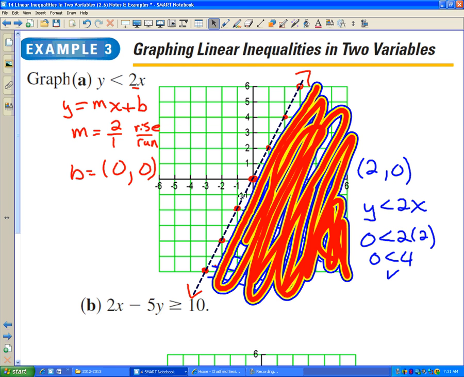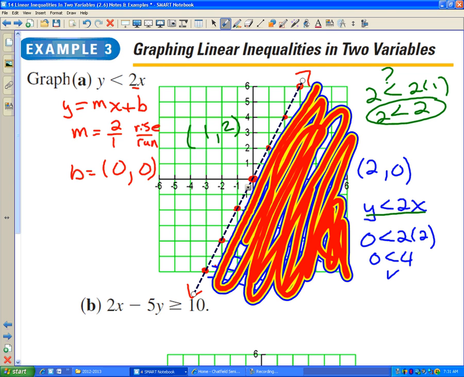Now what about the points exactly on the line? The points on the line itself, like this point right here, this is the coordinate 1, 2. This will make this equals. So if instead of y is less than 2x, I said, is 2 less than 2 times 1? No, this is not less than 2 times 1. This is equal to 2 times 1. So any point that is on the line is not a solution. That's why it's a dashed line. That's why it's not solid, because those points are just the boundary. They're not actually part of my equation.